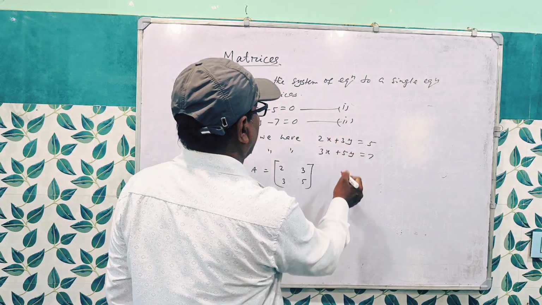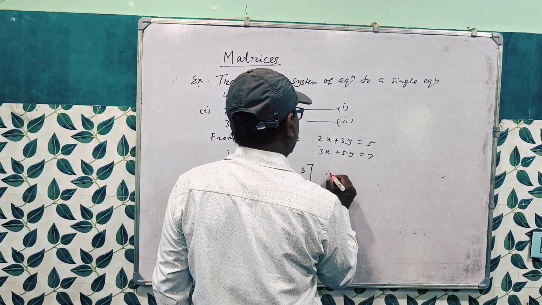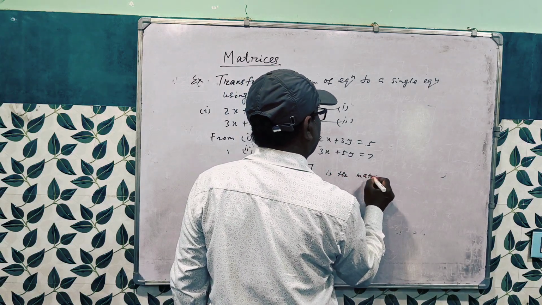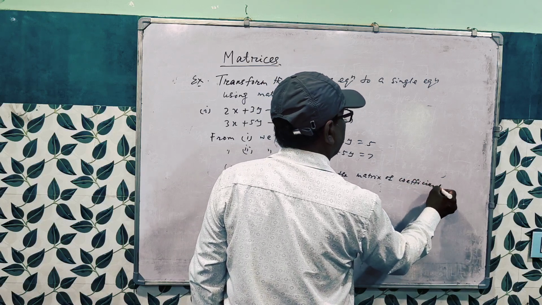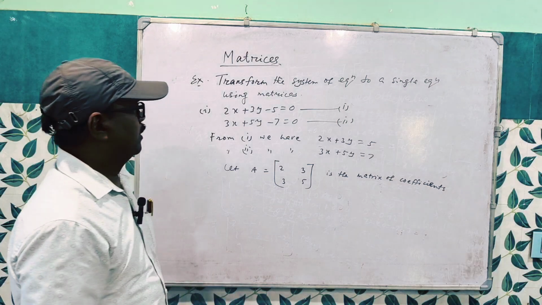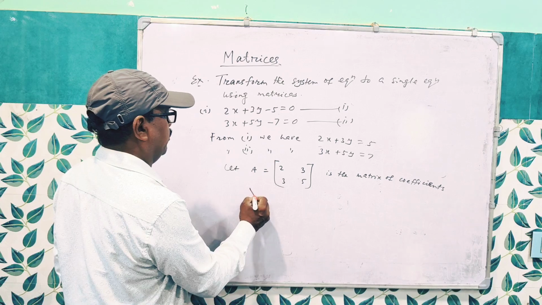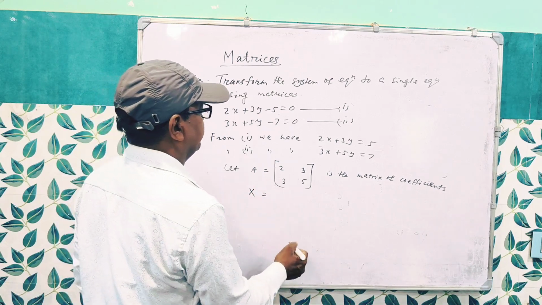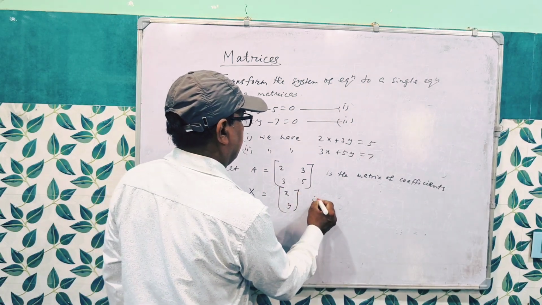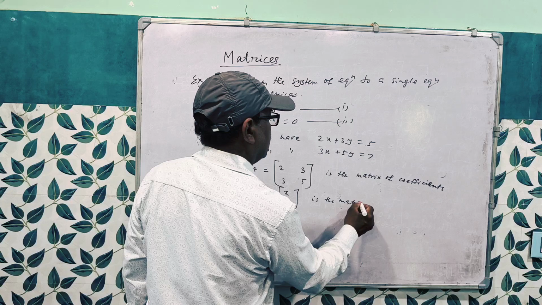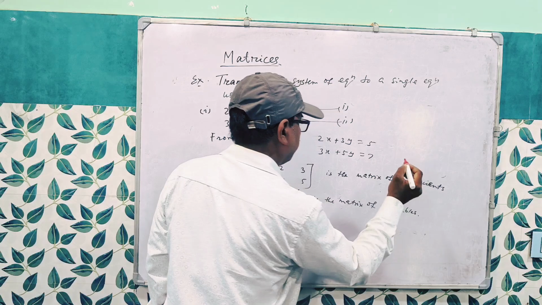A is the matrix of coefficients. Again, let X be the matrix of variables, that is x, y, is the matrix of variables. Clear?